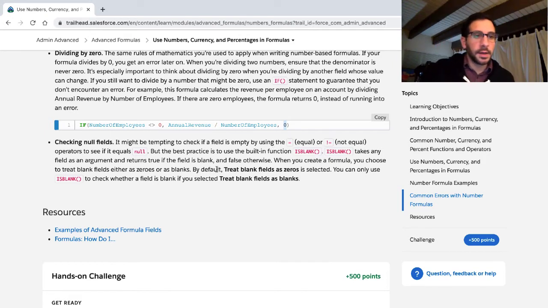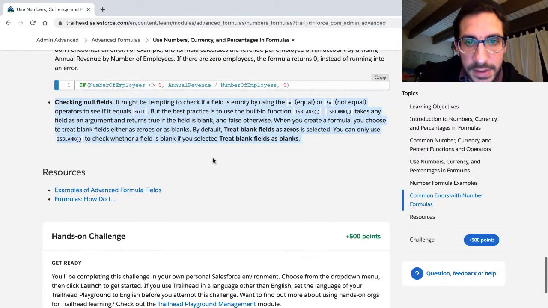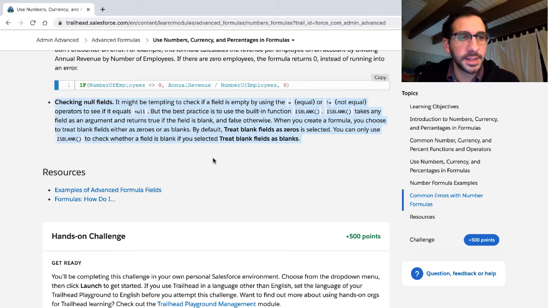Okay, checking null fields. Oh, hey, I was trying to do this earlier. It might be tempting to check if a field is empty by using the equals or not equals operators to see if it equals null, but the best practice is to use the built-in function ISBLANK. ISBLANK takes a field as an argument, and returns true if the field is blank and false otherwise.